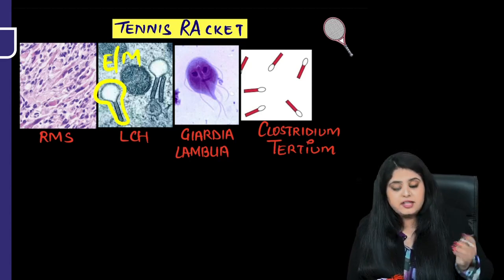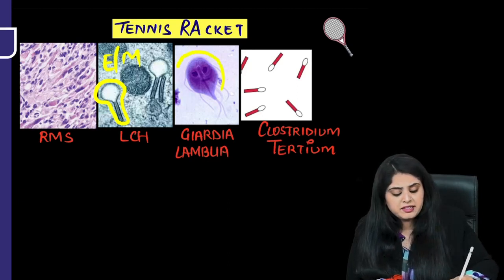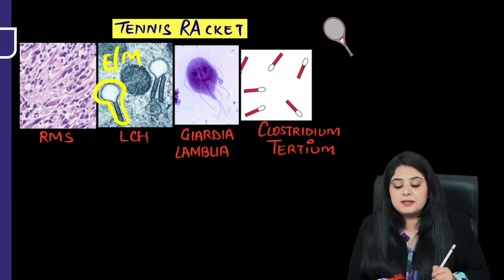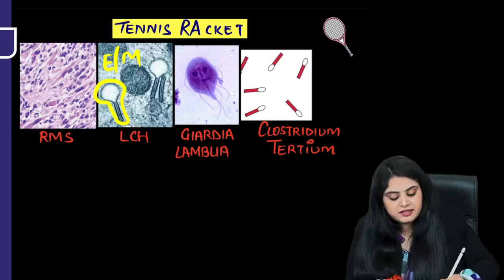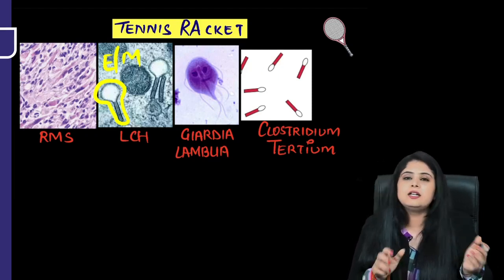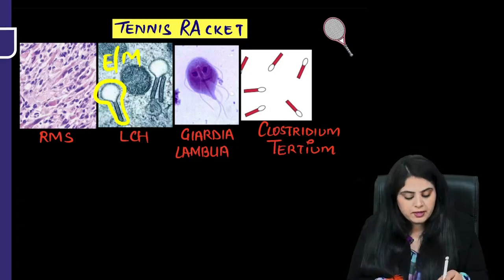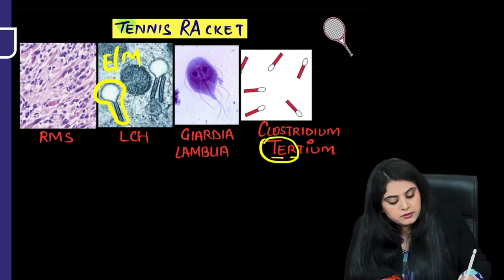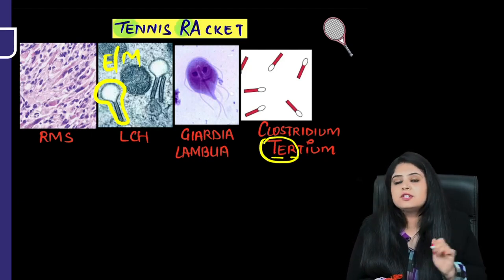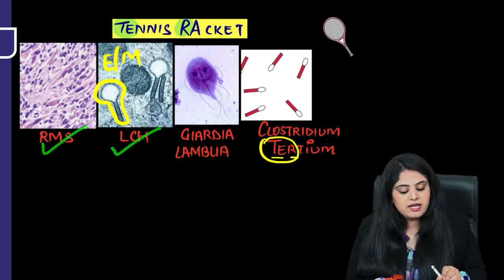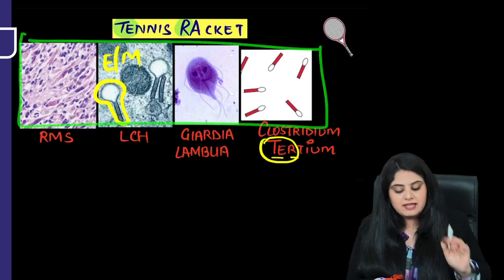Langerhans cell histiocytosis. Next, coming to microbiology, which parasite can look like a tennis racket? We all know this angry man. That angry man is known as Giardia lamblia. And which bacteria can look like a tennis racket? Again, you can see the spore forming ones. Some students say Clostridium tetani, Clostridium tertium. Ma'am, there is confusion. So Clostridium tertium has the tennis racket in it. Okay? Clostridium tertium has the tennis racket appearance, not tetani. Simple. So remember, rhabdomyosarcoma, LCH, Giardia lamblia, Clostridium tertium, they all show you the tennis racket from path and micro.